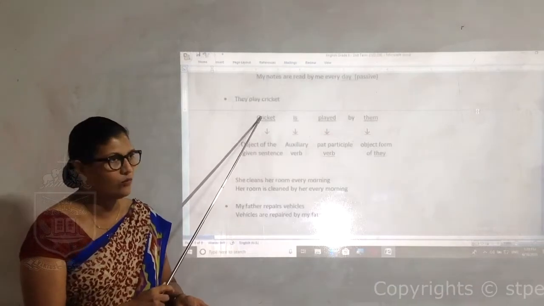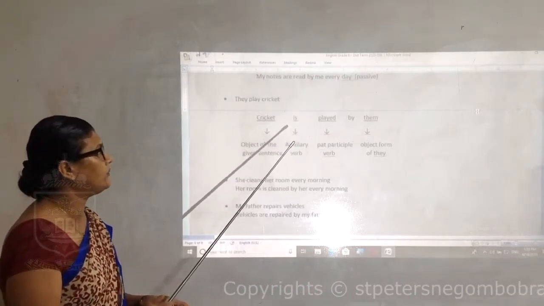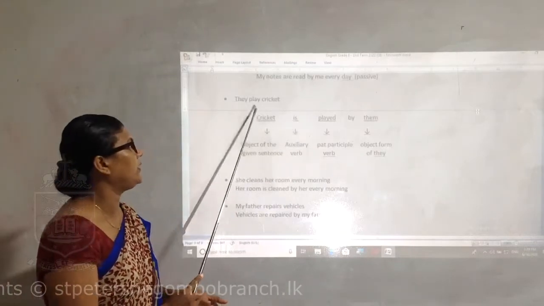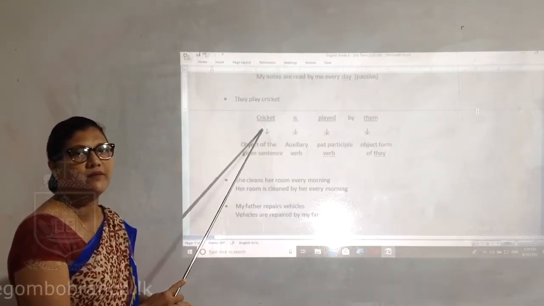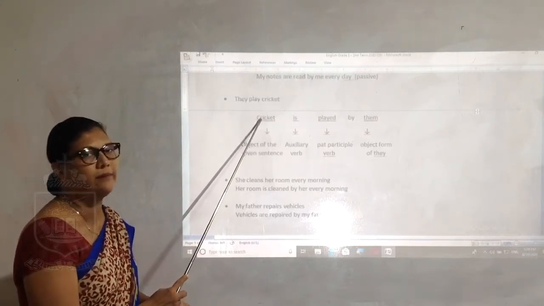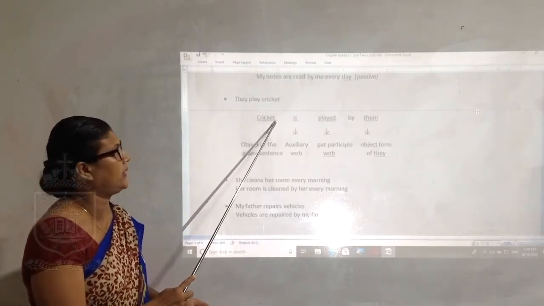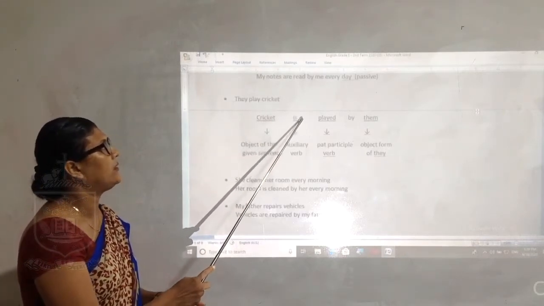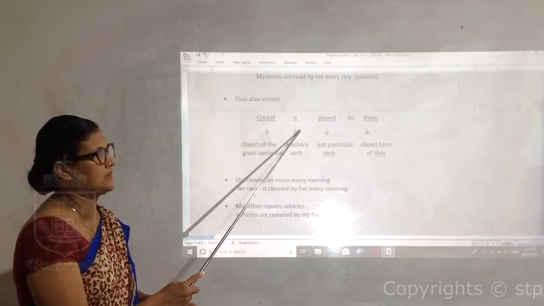That is step one. Now step two, we'll have to decide the auxiliary according to the number of the written object. Number means singular or plural. Cricket, it is singular, so I have to decide auxiliary is for this.